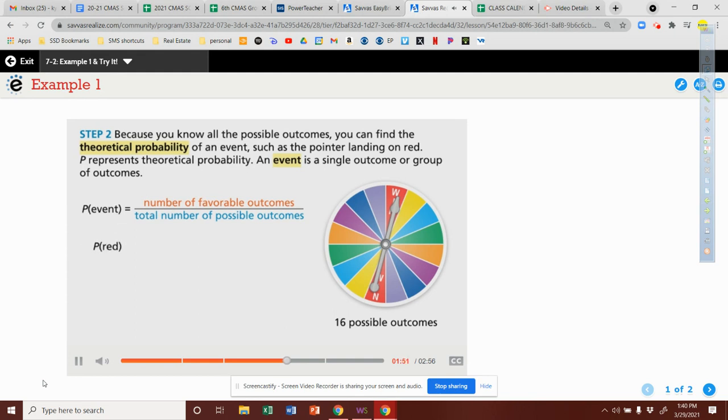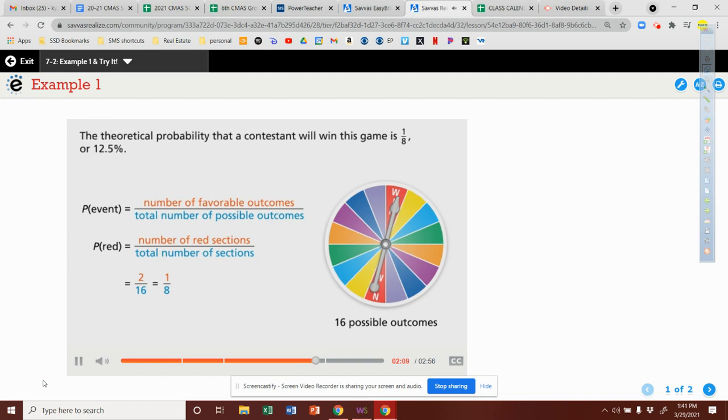The probability of landing on red is equal to the number of red sections on the spinner divided by the total number of sections. There are 2 red sections and 16 total sections, so the probability is 2/16, or 1/8. The theoretical probability that a contestant will win this game is 1/8, or 12.5%.